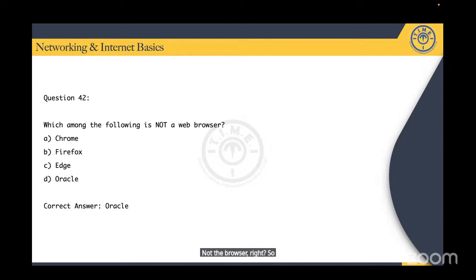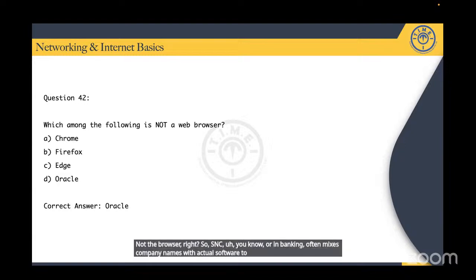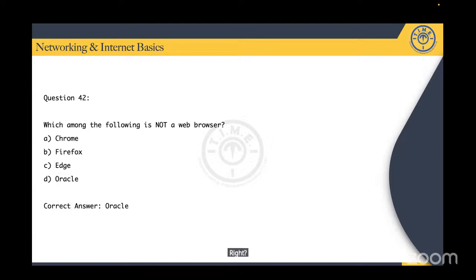SSC or banking exams often mix company names with actual software to confuse you, right? So Chrome is Google's browser, Firefox is Mozilla's browser, Edge is Microsoft's browser. If it opens websites, it is a browser. If it stores data, it is a database.